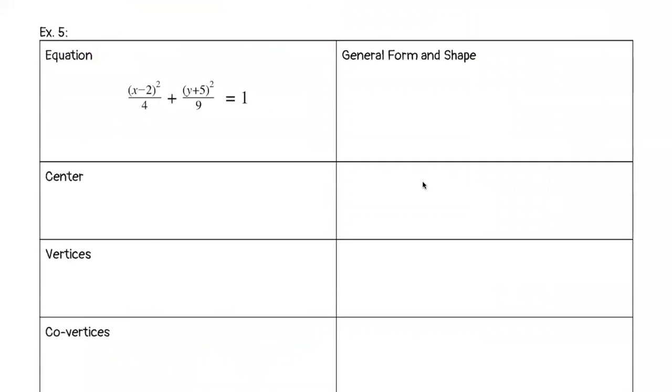Example 5. I bet you can tell me what the center is. I bet you can tell me how far to go side to side from the center and how far you're going to go up and down from the center. What is our center? -2, no, 2, -5. Yes. And I love how you were like, oh, no, that's actually not it, right? So we want to switch the signs.